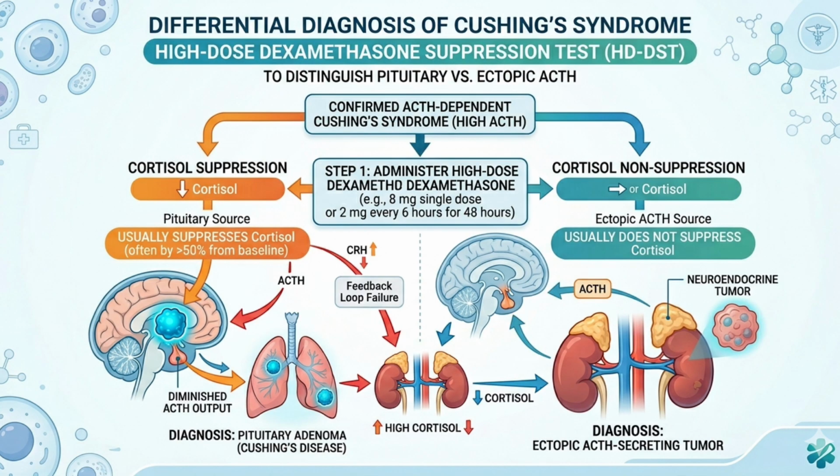Once we've confirmed that Cushing's is ACTH dependent, we must distinguish between a pituitary and an ectopic source. To do this, we use the high-dose dexamethasone suppression test.